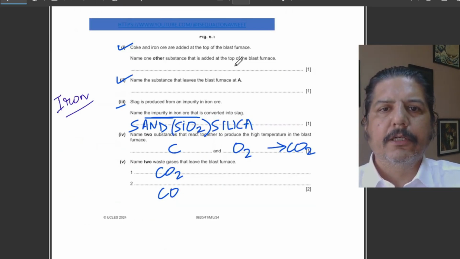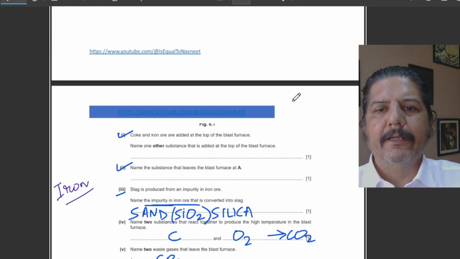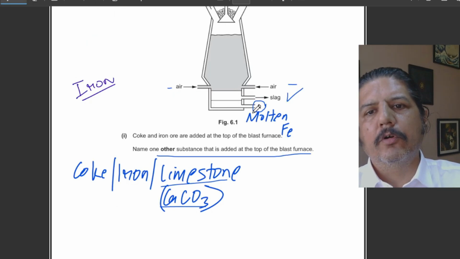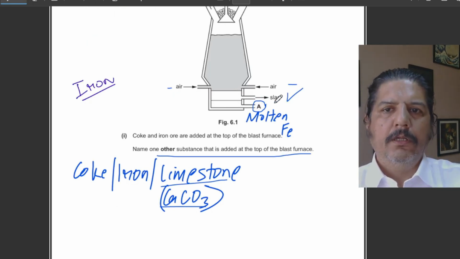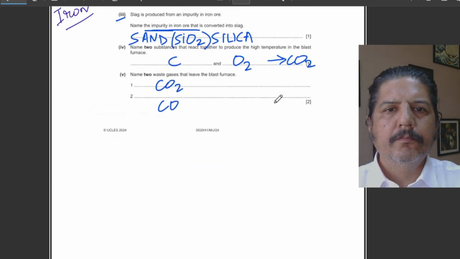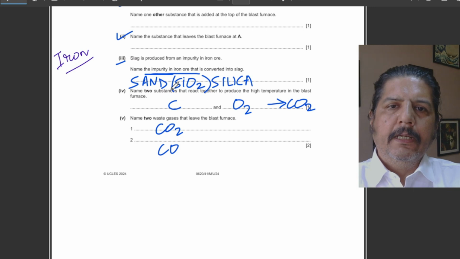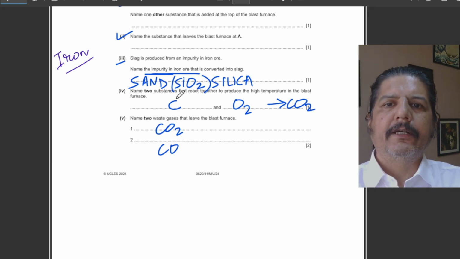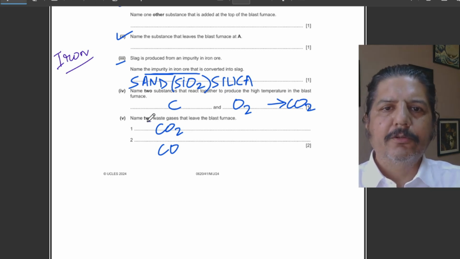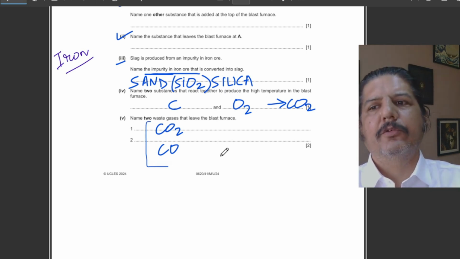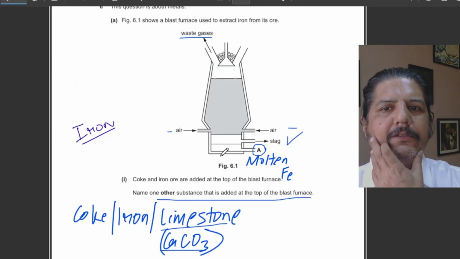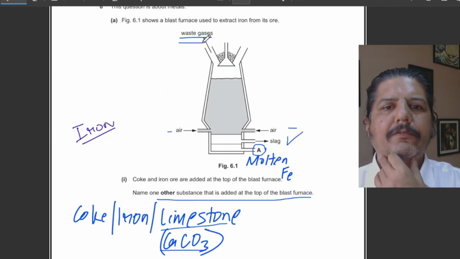Name the substance that leaves the blast furnace at A. Molten iron leaves at A. Above that, a layer of slag forms, which is removed. Slag is produced from an impurity of iron ore. Name the impurity in iron ore that is converted into slag. Silica, sand, is the main impurity. Name two substances that react to form high temperature in the blast furnace: C plus O2 gives CO2. This is a high temperature reaction. Name two waste gases: carbon dioxide and carbon monoxide are the main two gases that leave the blast furnace. This is where the waste gases leave.